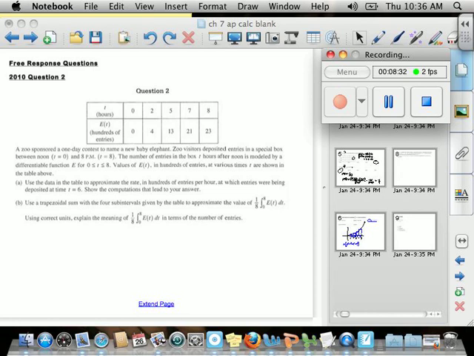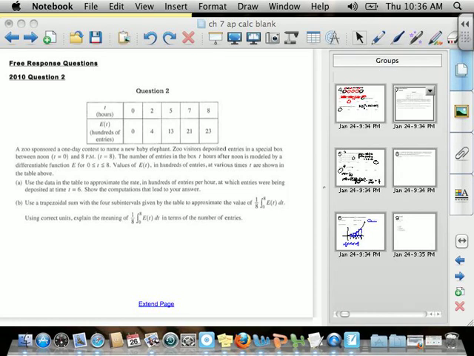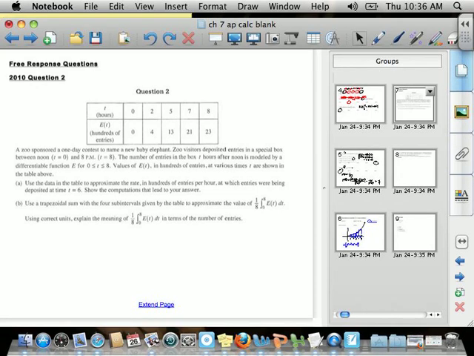All right, so part A, what'd you guys do? I found the rate, 2 times to beat the average of 5. That's exactly what you need to do. Good. So when you read it, it says, use the data in the table to approximate the rate. So when you guys see rate, you should be thinking of slope or derivative, right? Rate is slope or derivative. It also tells you the units, entries per hour.